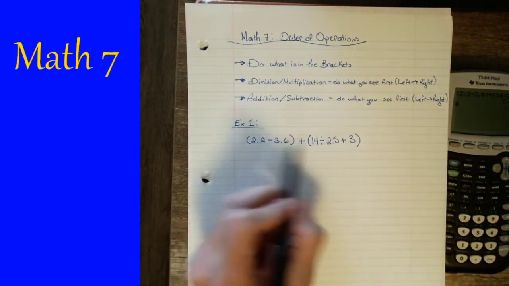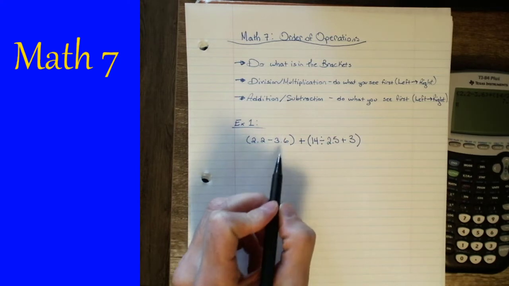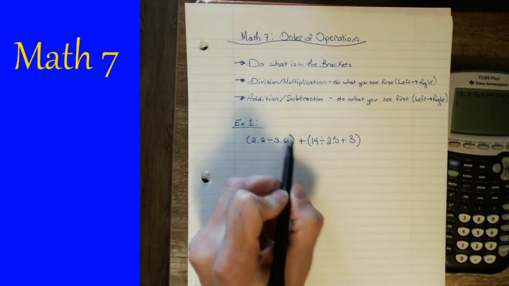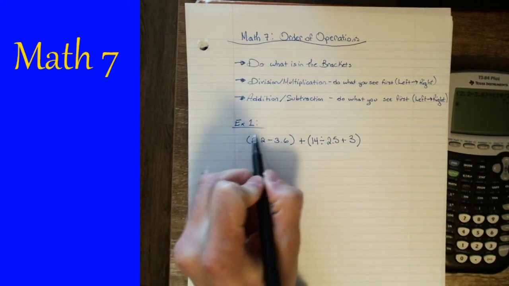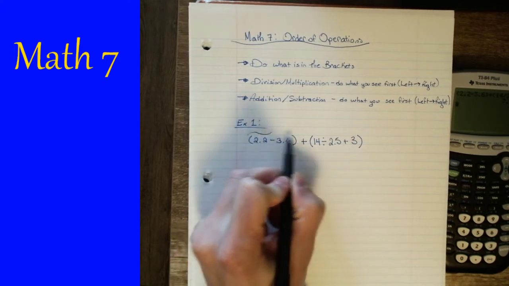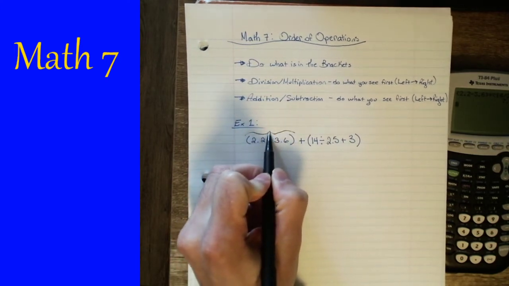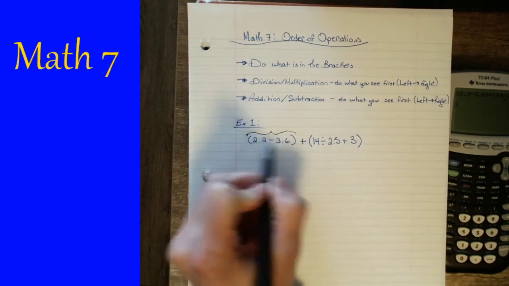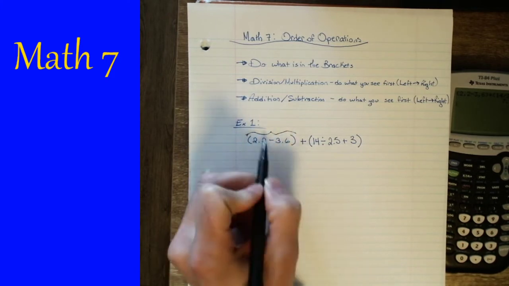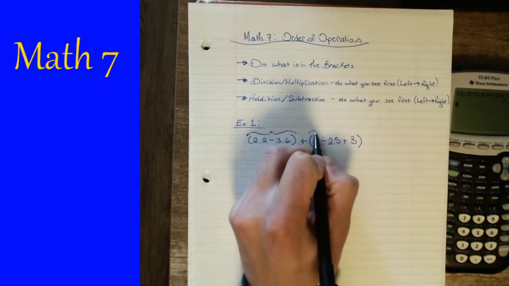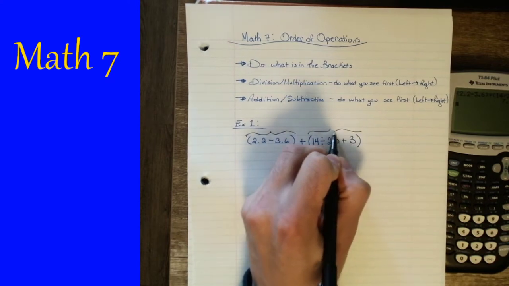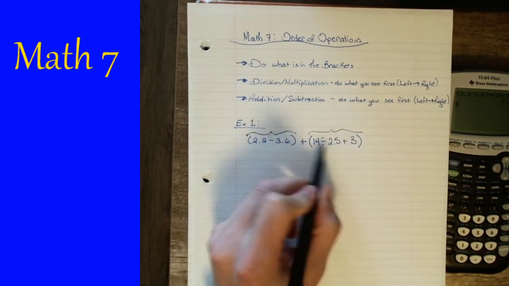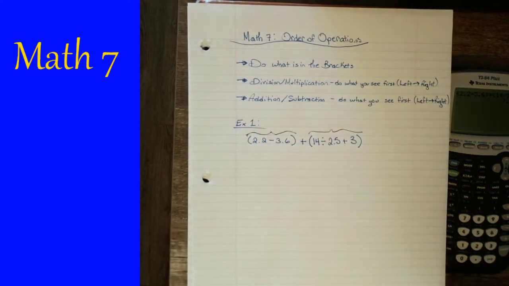We're going to examine this particular expression, and we're going to notice that there's two sets of brackets. So the way I pick this apart is I take a look at this set of brackets and say whatever's in that set of brackets, I have to do that. And then the same for this set of brackets. So I'm going to do those two things first. And so we'll start with the left bracket, 2.2 minus 3.6.